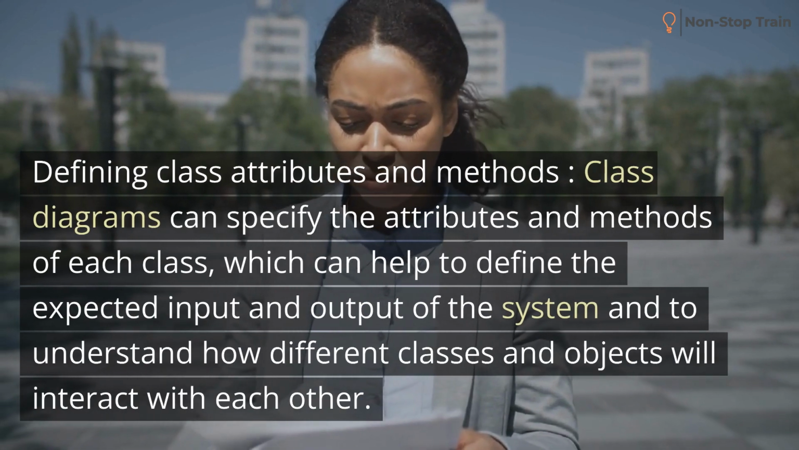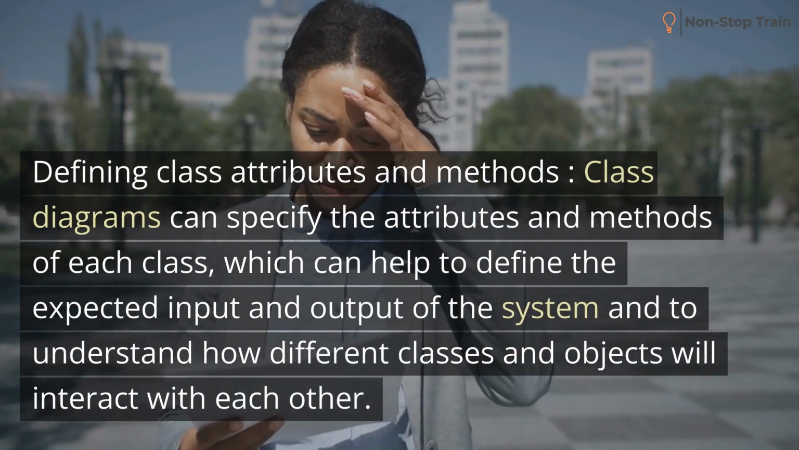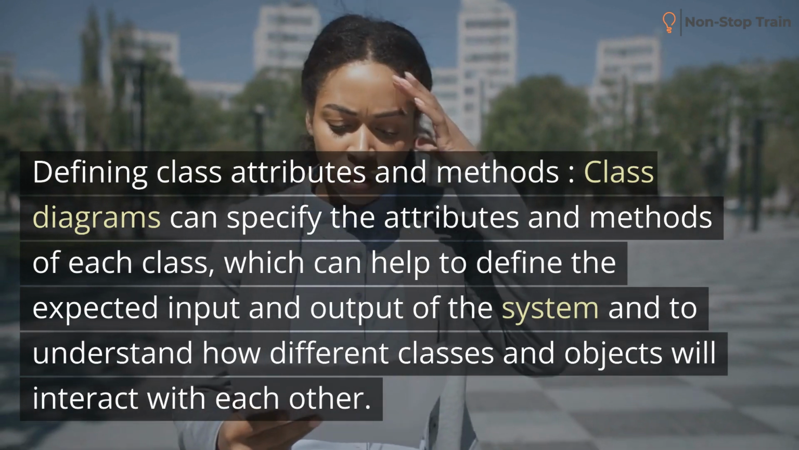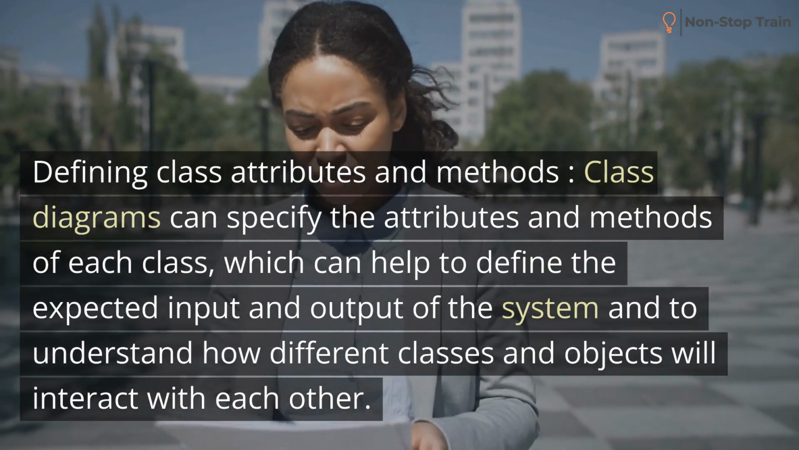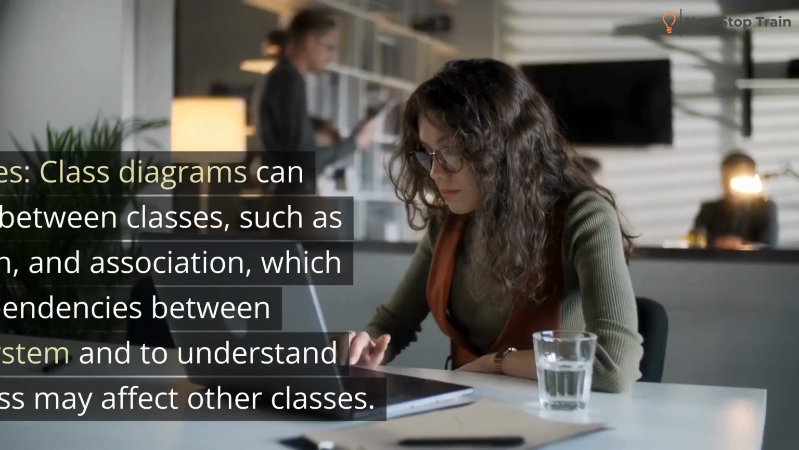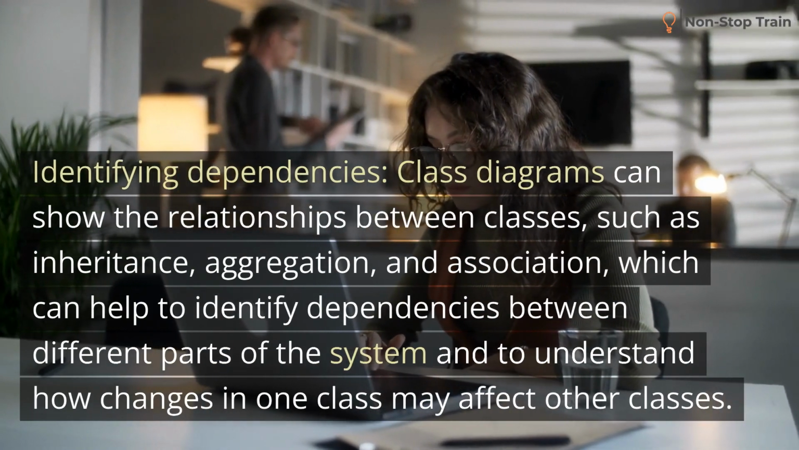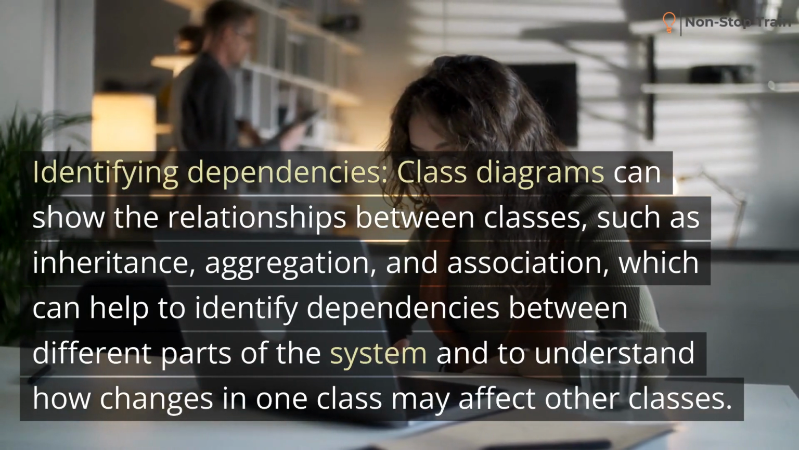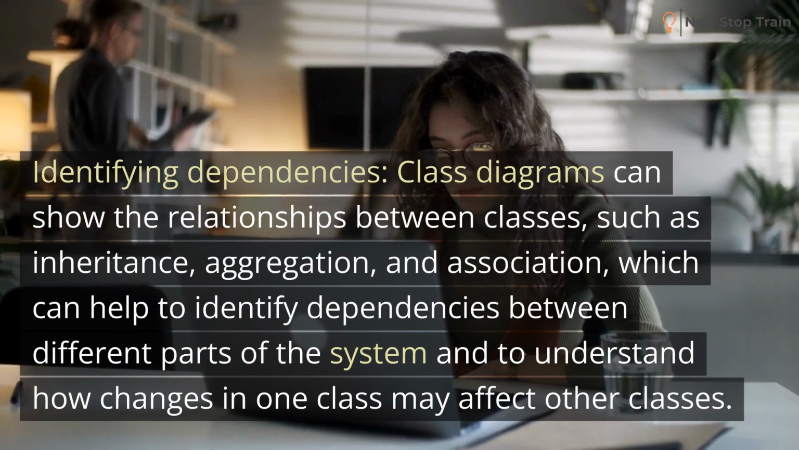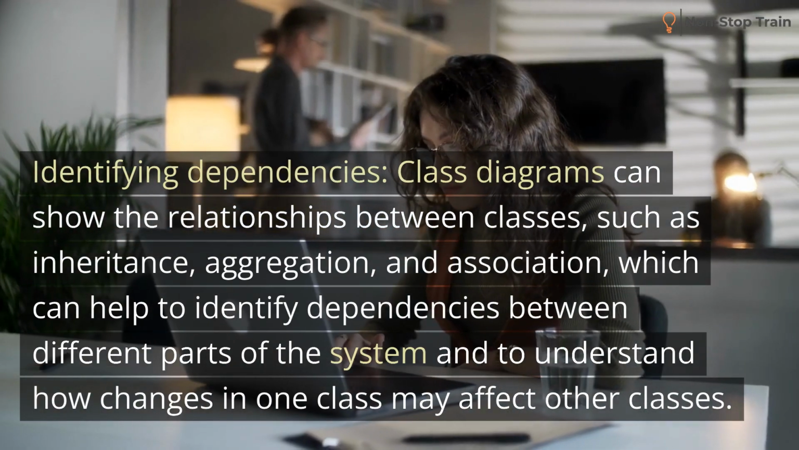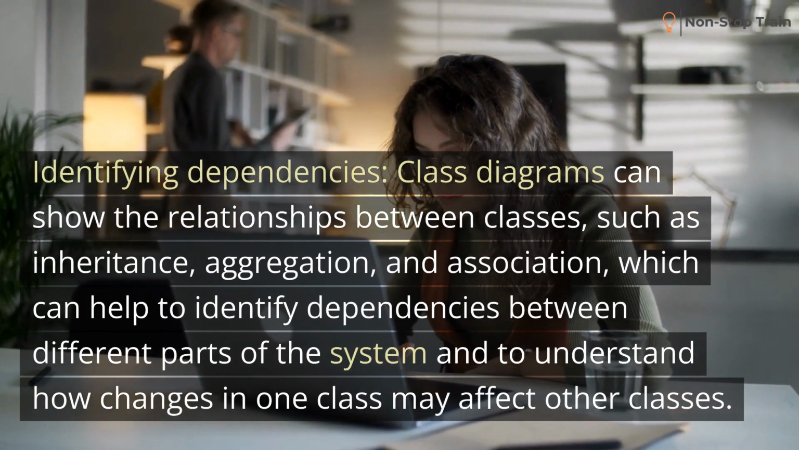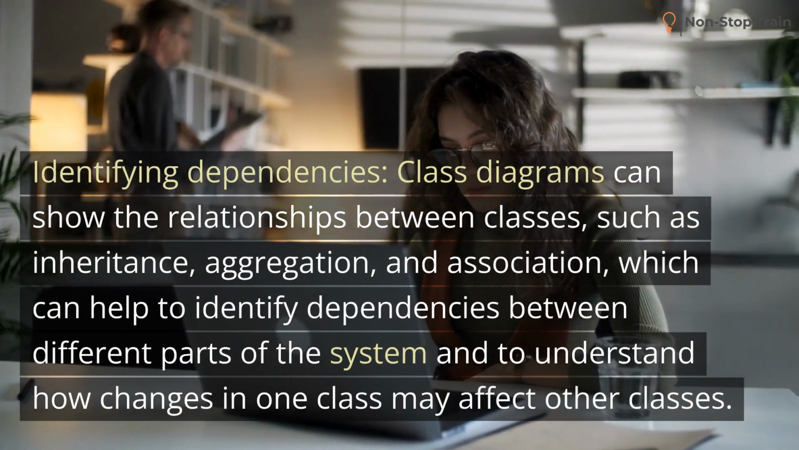Defining class attributes and methods. Class diagrams can specify the attributes and methods of each class, which can help to define the expected input and output of the system and to understand how different classes and objects will interact with each other. Identifying dependencies. Class diagrams can show the relationships between classes, such as inheritance, aggregation, and association, which can help to identify dependencies between different parts of the system and to understand how changes in one class may affect other classes.